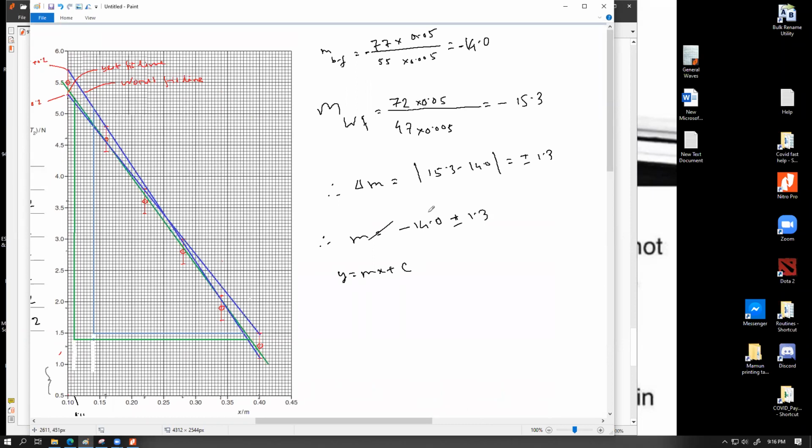If we go for this one, sorry, for the base fit line, from here we get 5.25 equals -14 into 0.11 plus c. From here, the c that you get is the c of the base fit line. Calculate and see what it comes to, all together.